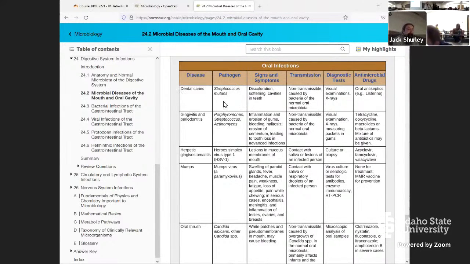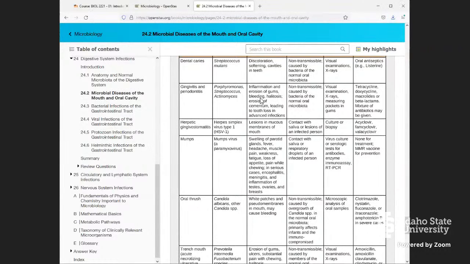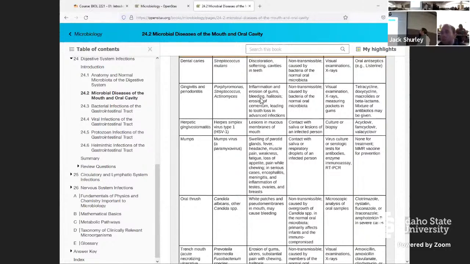So we saw the strep mutans, the gingivitis and periodontitis. There are a handful of organisms that interact with this, and we think about the formation of plaque and tartar and inflammation of the gums. Porphyromonas, Streptococcus, and Actinomyces are three of the big players within this.